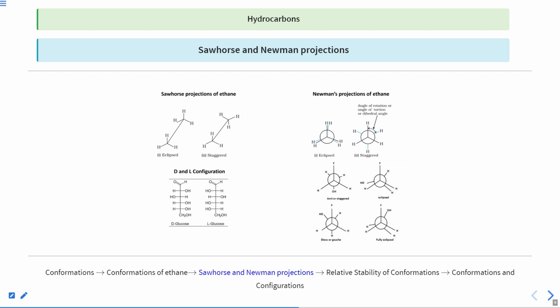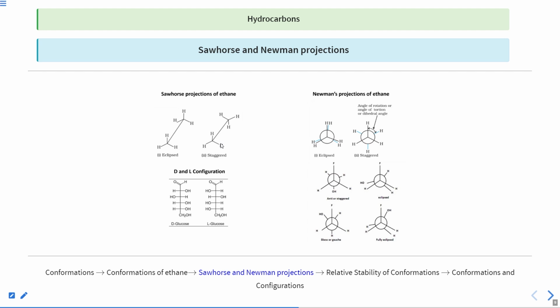Now the second one is staggered. What is staggered? In staggered, each of these are present opposite to each other, right? So the angle between them means it is rotated by an angle of 60 degrees. If you simply rotate each of the carbon-hydrogen bonds by 60 degrees, that would result in this configuration at the back, which is the staggered configuration.